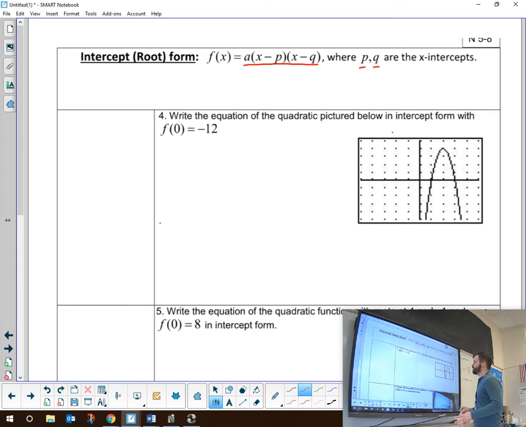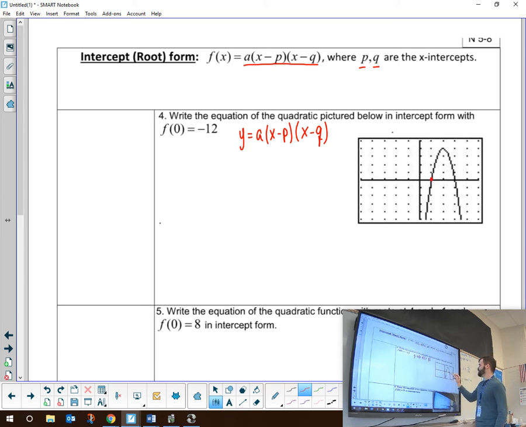So let's take a look at number 4. First off, let me write out the equation in root form. It's going to be y equals a times x minus p times x minus q. We need to watch our p's and q's, all right? Okay, so then we're going to find what my roots are.